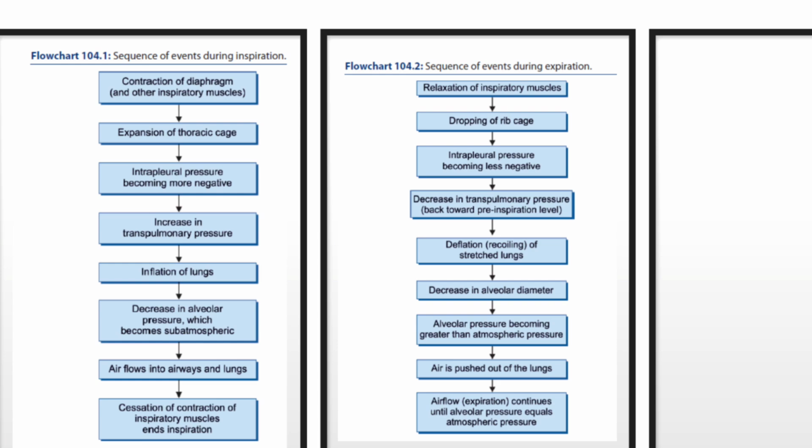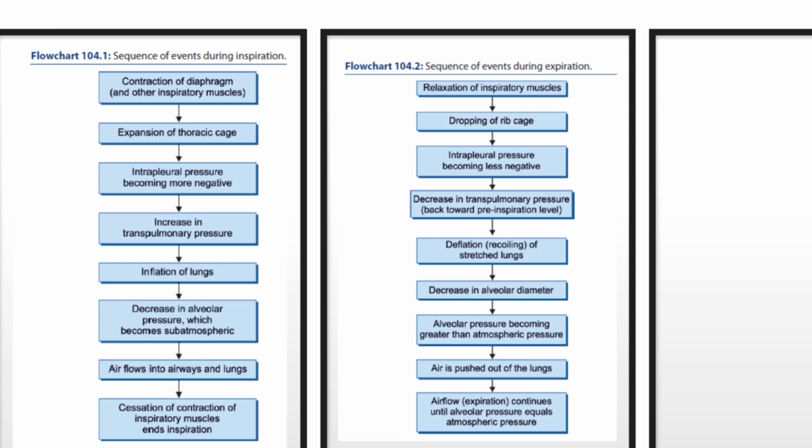It was subatmospheric, -4 millimeter of mercury. It will become further more negative, going up to -6 millimeter of mercury during normal breathing, or -8 centimeter of H2O. And during forced expiration, it can be as low as -30 millimeter of mercury.